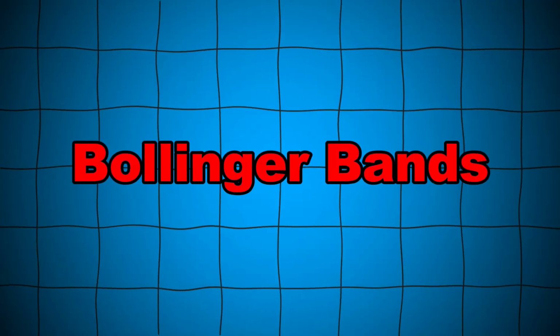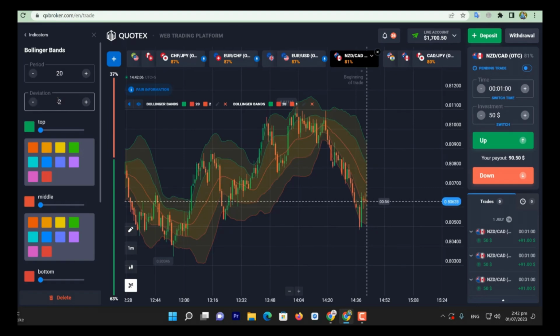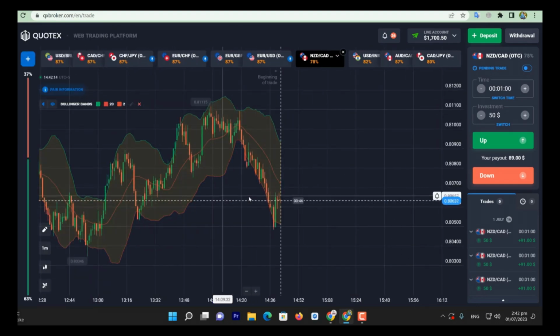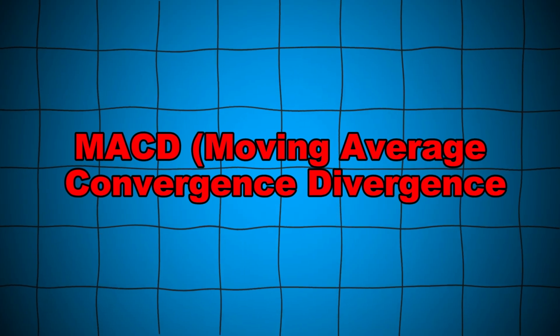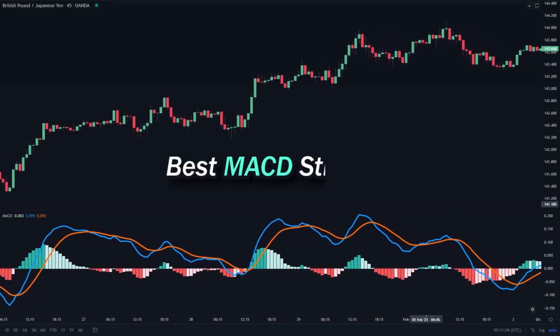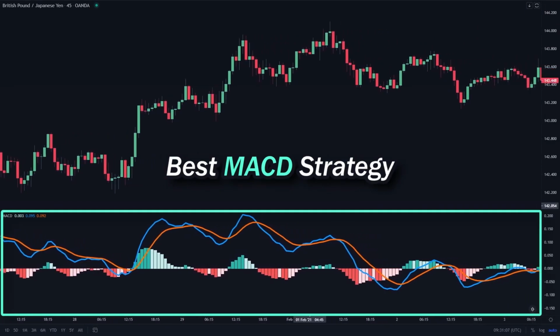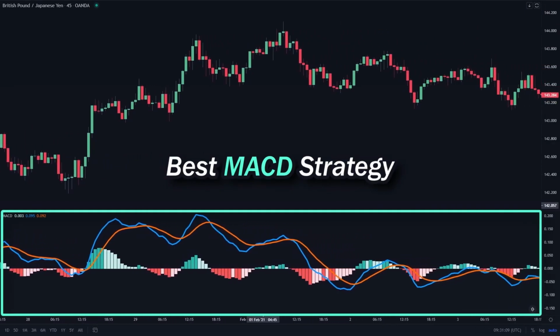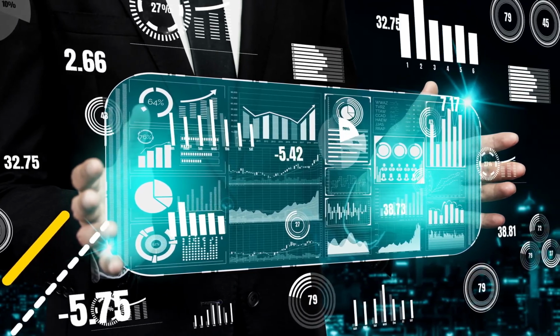Bollinger Bands. Bollinger Bands consist of a moving average in the middle with two standard deviation lines above and below it. When the price moves outside of these bands, it might indicate that the stock is either overextended or due for a correction. MACD, Moving Average Convergence Divergence. The MACD is a trend-following momentum indicator that shows the relationship between two moving averages of a stock's price. When the MACD crosses above the signal line, it can be a bullish signal. When it crosses below, it can be bearish.